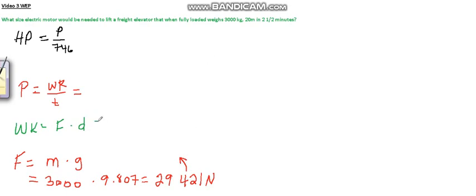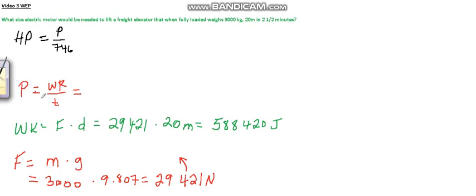So I know my force now. My force is 29,421 newtons times my distance, and my distance is 20 meters. So if I do that, 29,421 times 20 meters is going to tell me how many joules. So I've got 588,420 joules. Okay, easy enough.